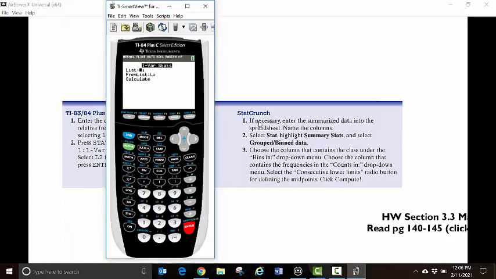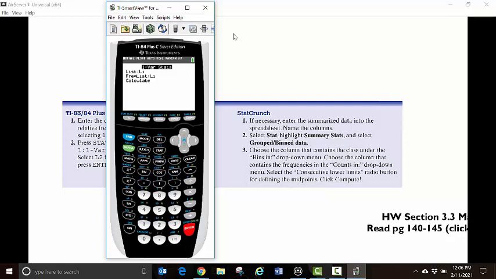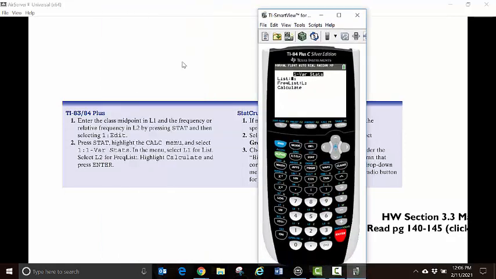So then it says, press the stat button, calculate, select one variable stats. List 1 is where my data was. My frequency list is list 2. I'm so glad you asked about that because I know a bunch of kids didn't know that. And there's my standard deviation.